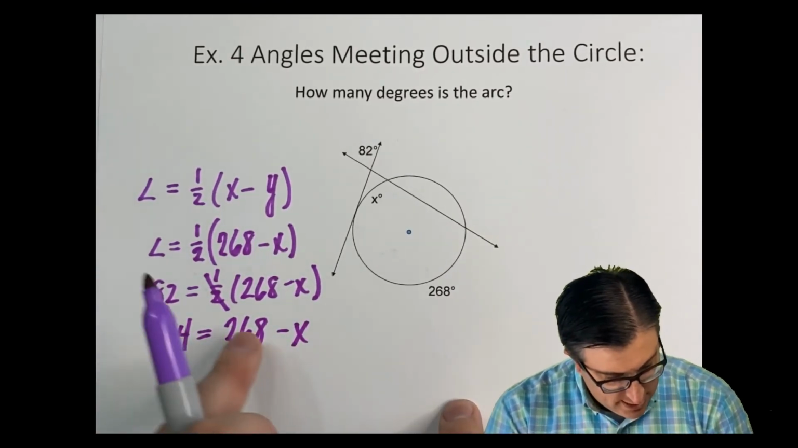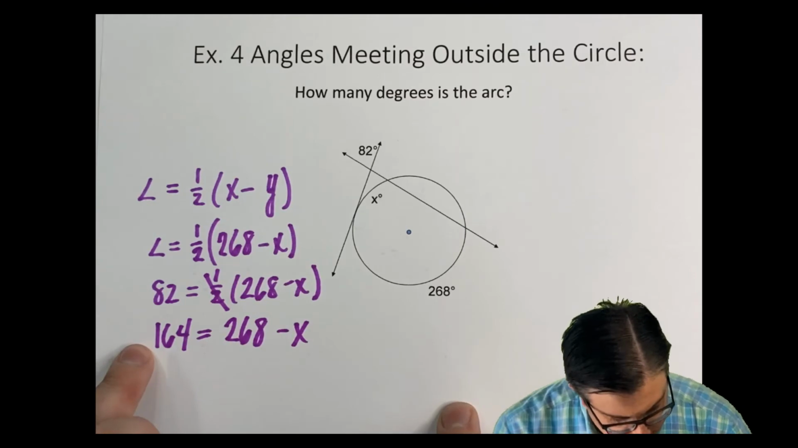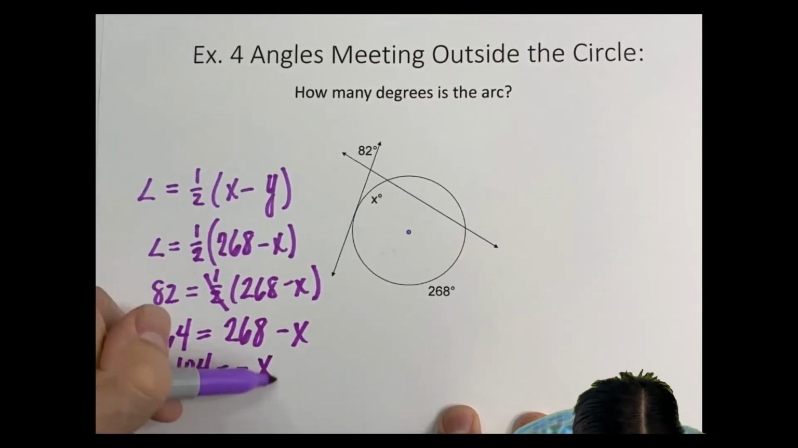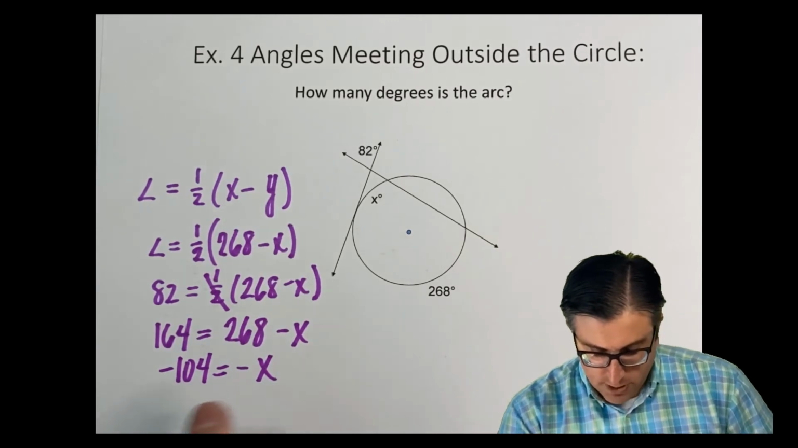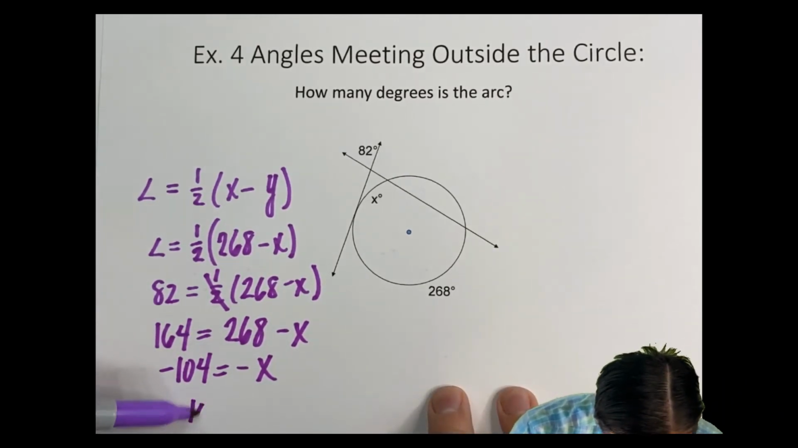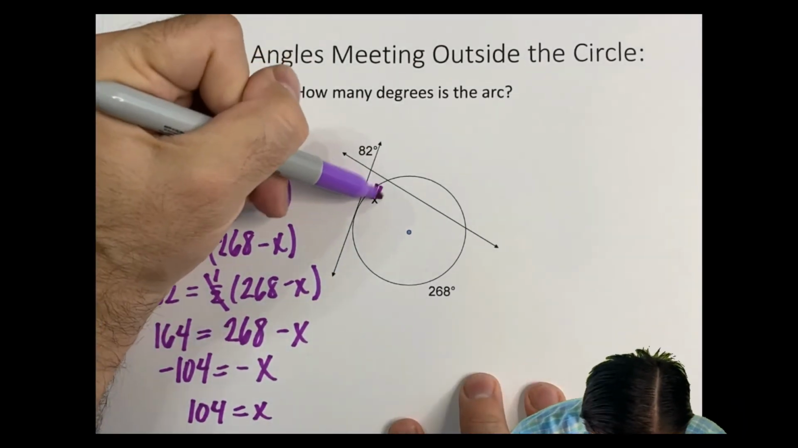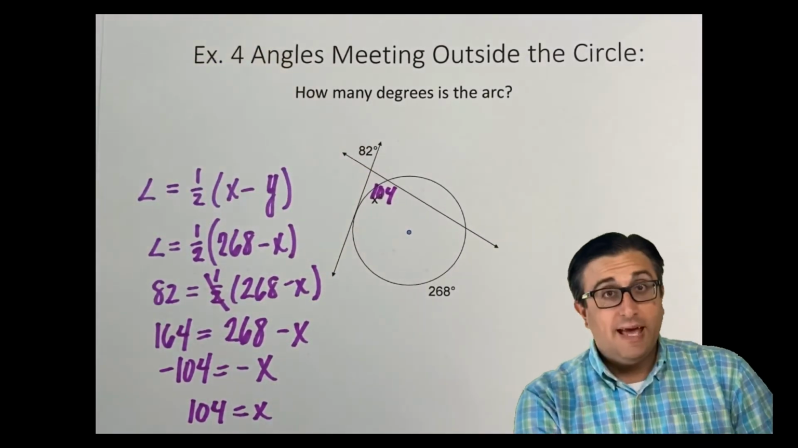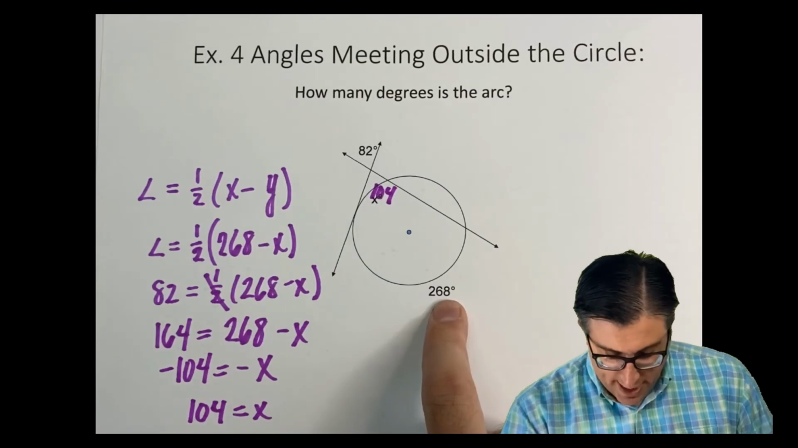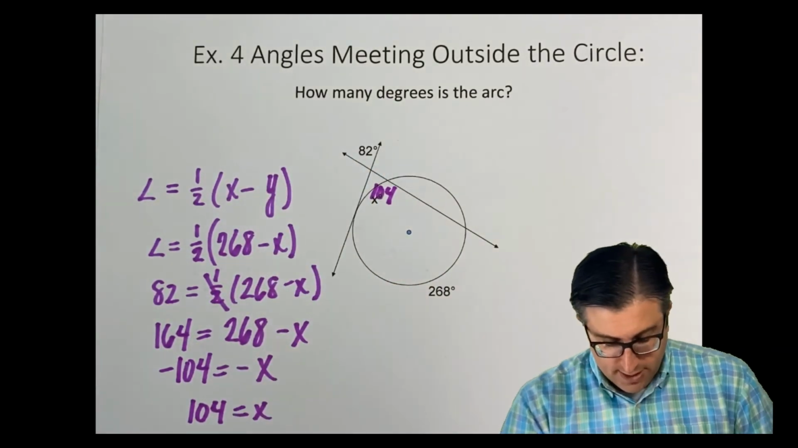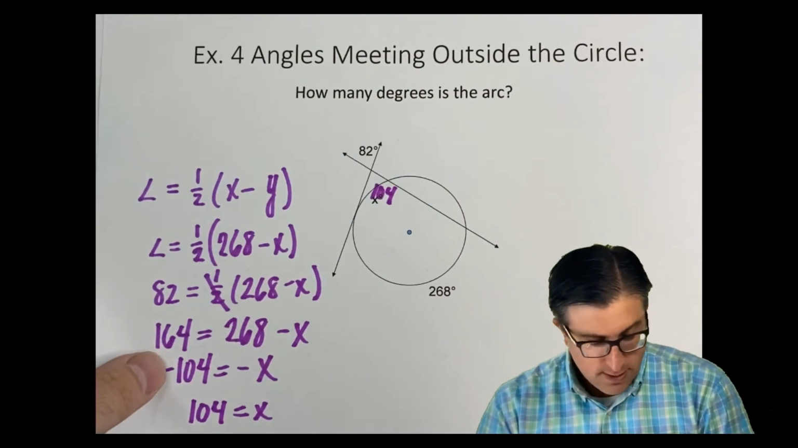Subtract 268 to the other side. When I subtract 268 to the other side, I get negative 104 equals negative x. Divide both sides by negative 1. I get 104 for x. This arc is 104 degrees. If you want to check, 268 minus 104 divided by 2 does give me 82 degrees.